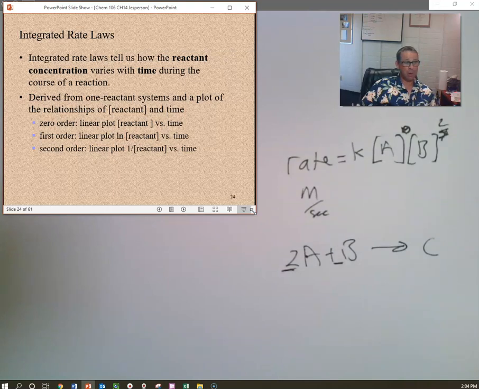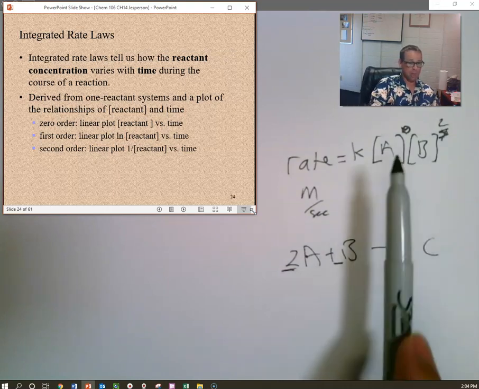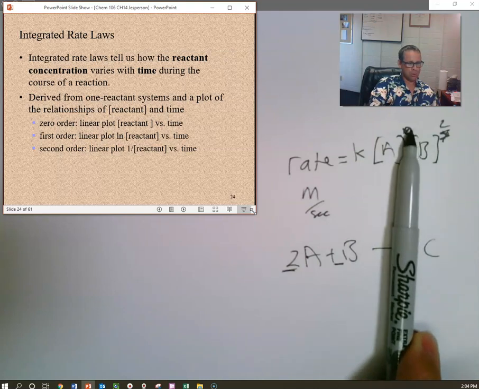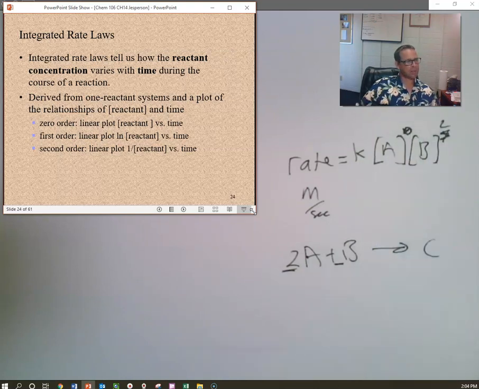Jace, do you happen to remember how we can tell the order of the reactions? No, I forgot. How about you, Sarah? Any ideas? How can we determine the order that the reactants have in the reaction? I'm not sure.